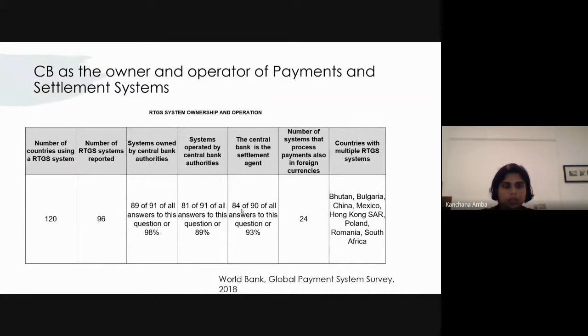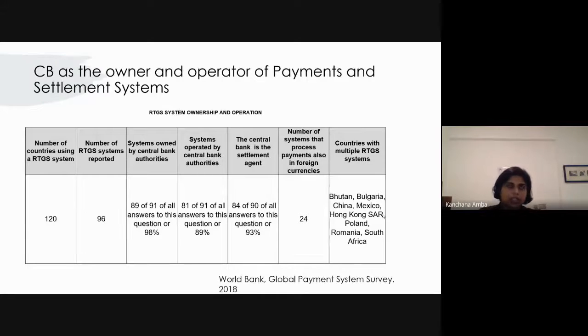So as you can see, RTGS systems which are operated by the central bank are used. Most countries have RTGS systems now, right? And most of them are owned and operated by the central bank themselves. And the central bank is operating as a settlement agent as well, right? And there are, of course, some countries with multiple RTGS systems, so not just one. Those are different systems that countries think they need.